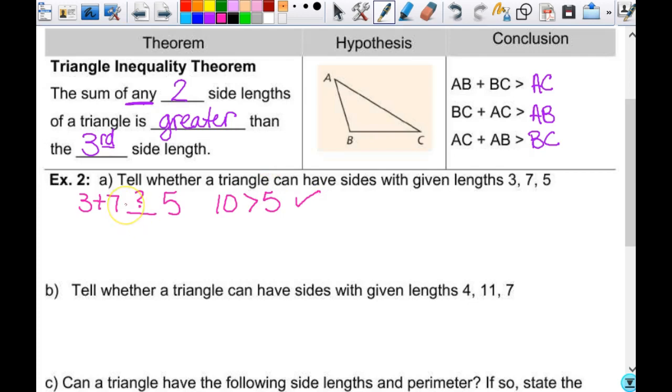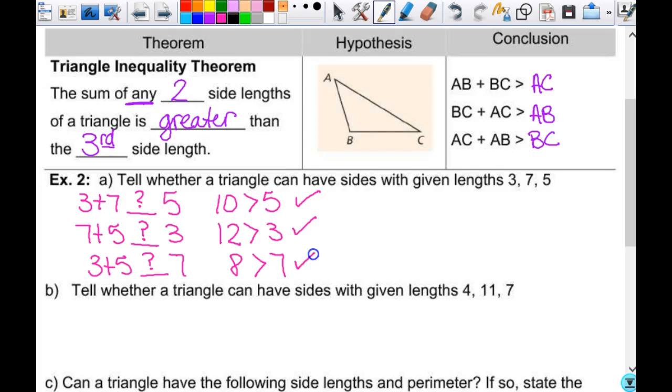Because you have to figure out how they're related. It's 3 plus 7. Is it greater than, equal to, less than? Like what goes there? Then 7 plus 5, got to figure out what goes in this blank here, for 3. So what's 7 plus 5? 12. And 12 is greater than 3. So that one works. Then I have to do 3 and 5. So 3 plus 5, we'll blank with the question mark, and 7. 3 plus 5 is 8. 8 is greater than 7.